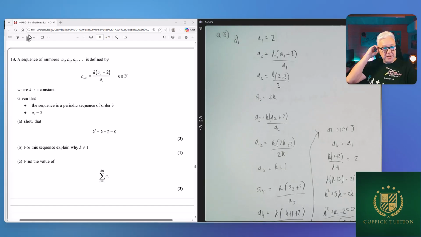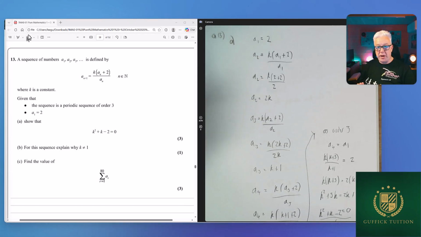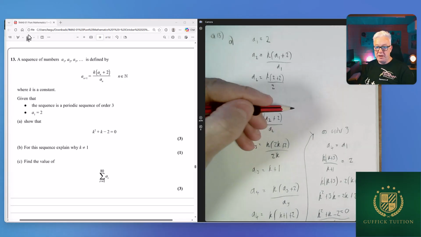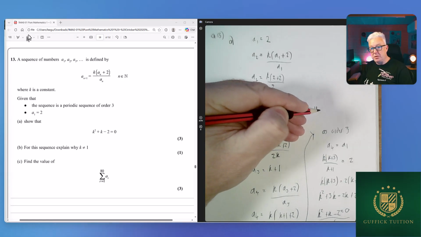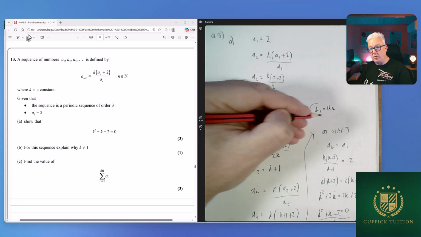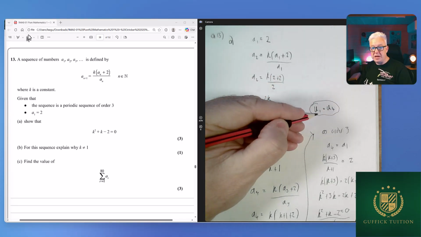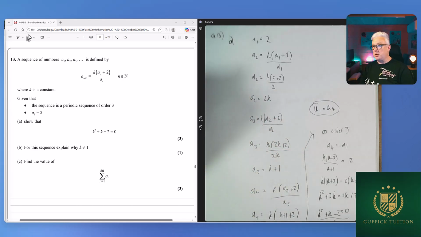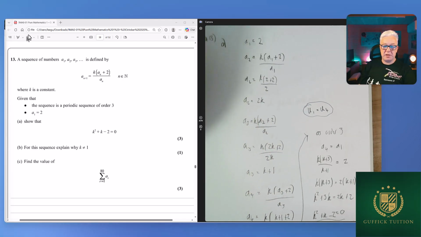So I think the inference here is that we ought to generate the first 4 terms. So let's work out what a1, a2, a3 and a4 are. Because if we get as far as a4, we're going to be able to say that a1 is going to equal a4. And I bet when we put those equal to each other, that quadratic that we're aiming for will drop out. So first of all, let's work out what a1, a2, a3 and a4 are.